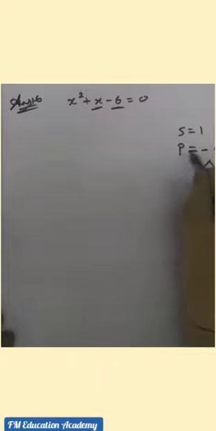Find the factors of the product in such a way that they give the sum as plus 1. If you take the factors as 3 and minus 2, 3 times 2 is 6, plus into minus is minus, and 3 minus 2 is 1. So the factors we can take are plus 3 and minus 2.